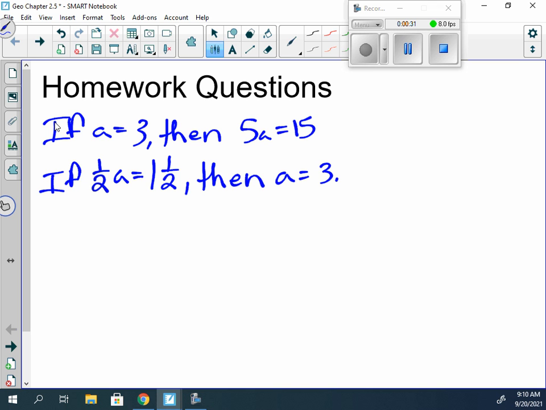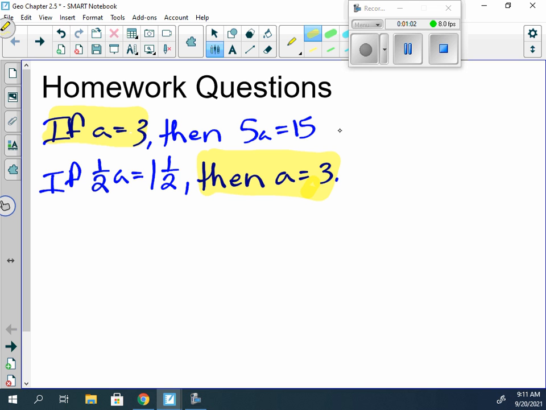So question number 22 is using the law of syllogism to write a new conditional statement that follows from the pair of true statements, if possible. With the law of syllogism, a hypothesis and conclusion have to match up. So if we look at this here, we have an if A equals 3, and then we also have a then A equals 3. So we do have an if and then that match up.